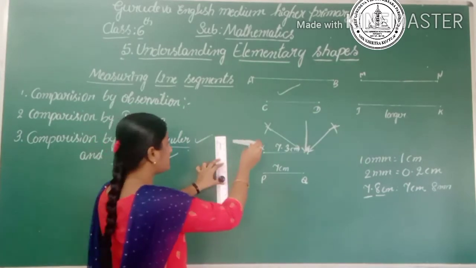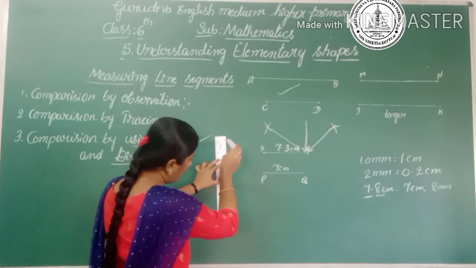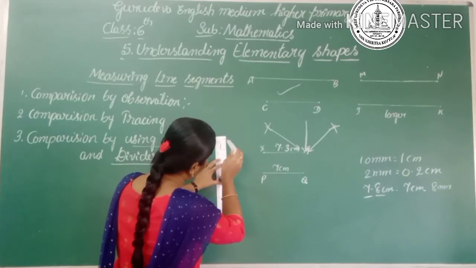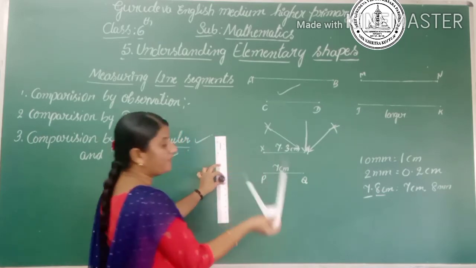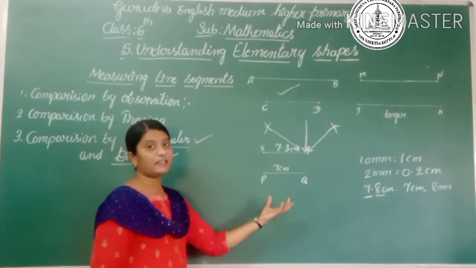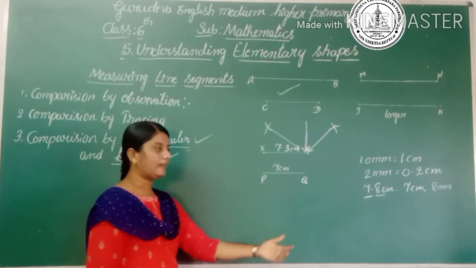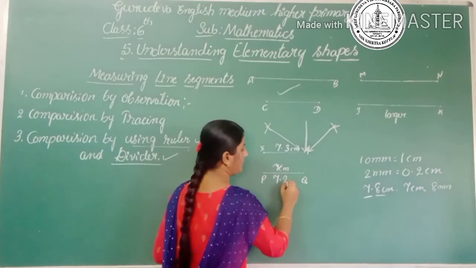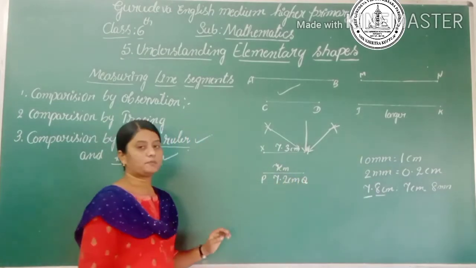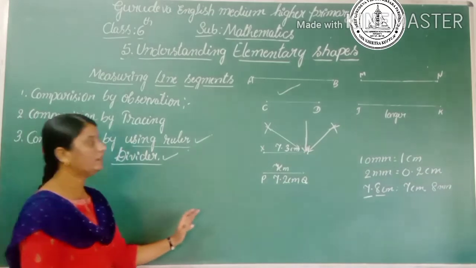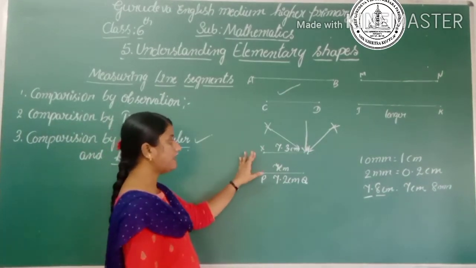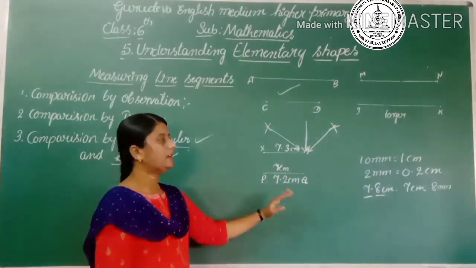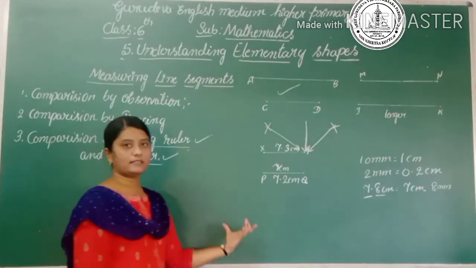Don't keep it upon the ruler. We just have to keep it beside the ruler. You see here, the length of the other line segment is 7.2. It has an error by positioning the eye. So it is wrong. The length of PQ is 7.2 centimeters. Yes, by using the ruler and the divider, we can say that the line segment XY is longer than PQ. Okay?